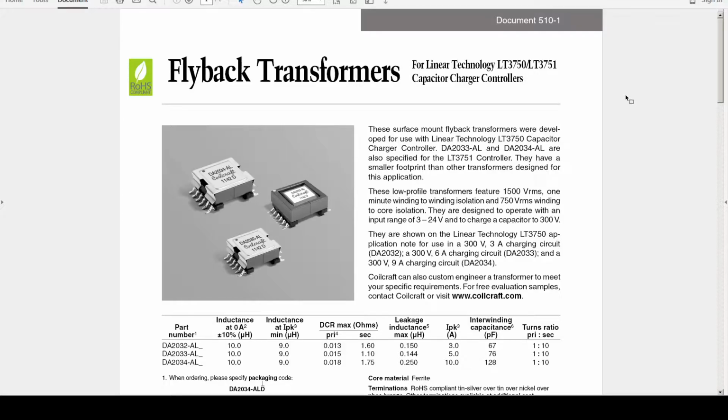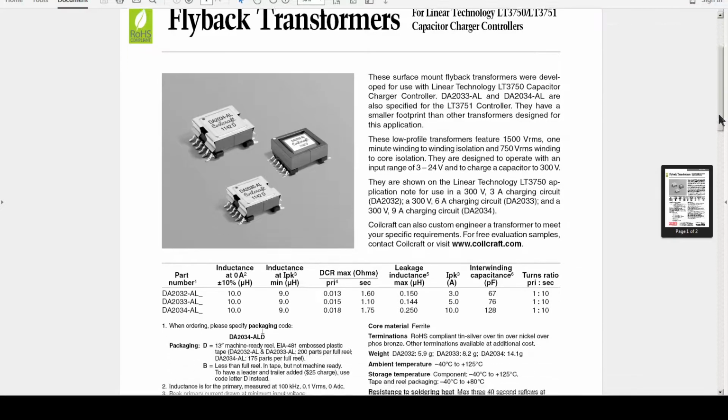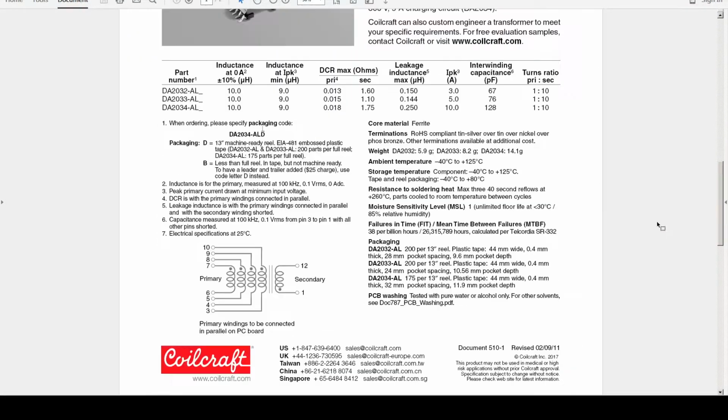I was looking for existing transformers so I wouldn't have to wind one custom, and it appeared this flyback transformer from Coilcraft would make a nice high voltage step up. These are actually designed for pulse capacitor charge controllers. However, I'm going to use it at a lower rating, continuous duty. I selected the DA2034. It will take 3 to 24 volts and step it up to 300 with a switch mode power supply circuit. So I ordered some of this transformer and we're going to hope it'll work for the step up switcher.